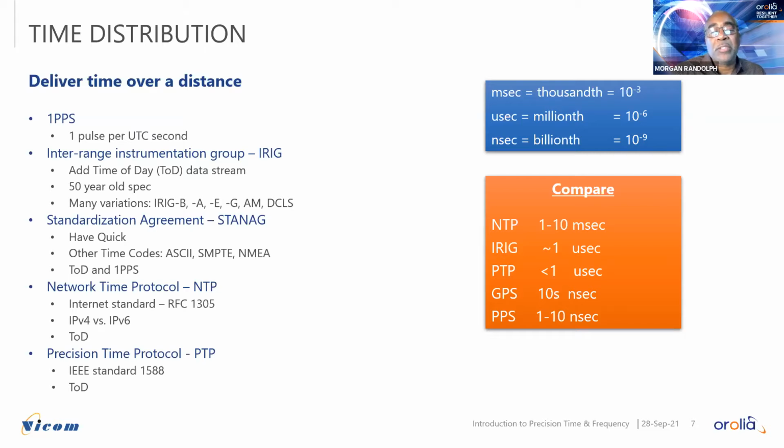When you're asking your customers, you just need to understand what their needs are, what their accuracy needs are, and what their holdover needs are. That will help you determine which way to direct them, whether they want to go PTP, IRIG, GPS, or NTP.